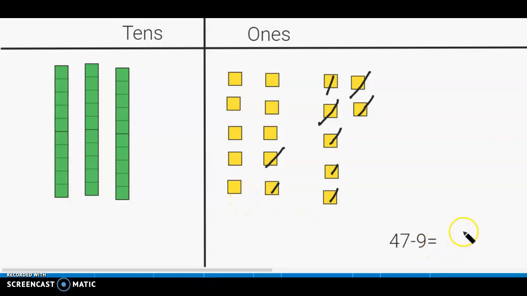So the answer here, there would be 8 ones, but now we have to take a look at the tens place because there's not 4 tens left anymore. There's 3 tens because we took one of them and we regrouped it. So the final answer to 47 minus 9 would be 38. Now, just like we did with addition, let's go ahead and take a look at how we can solve these problems using paper and pencil.